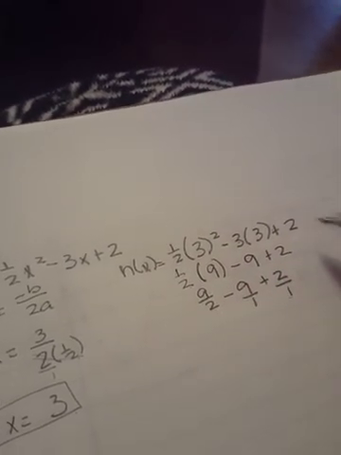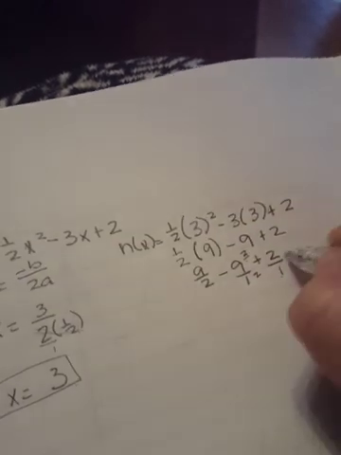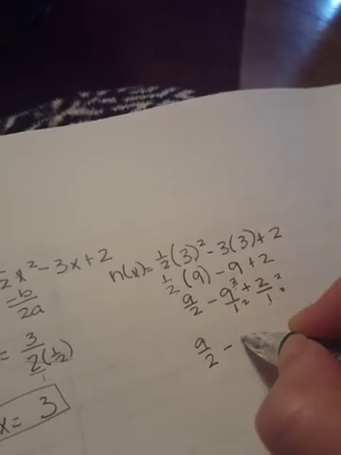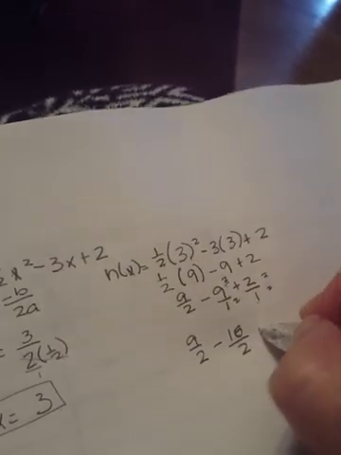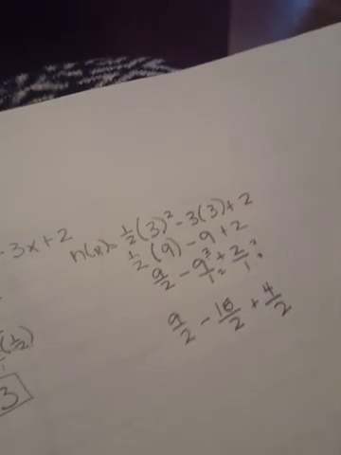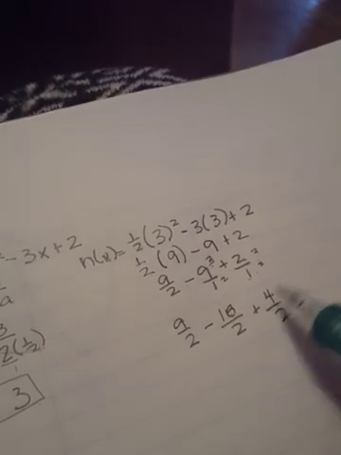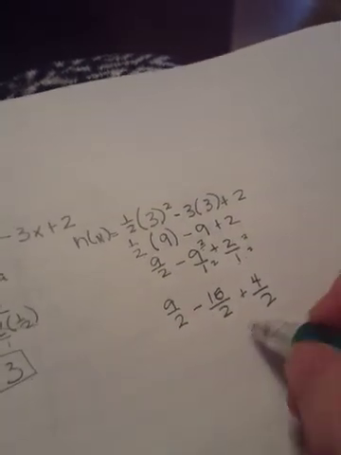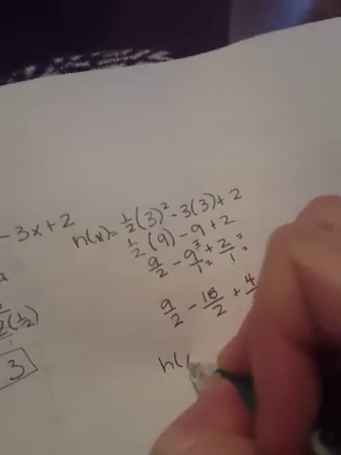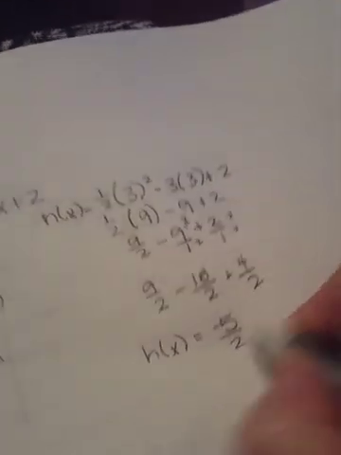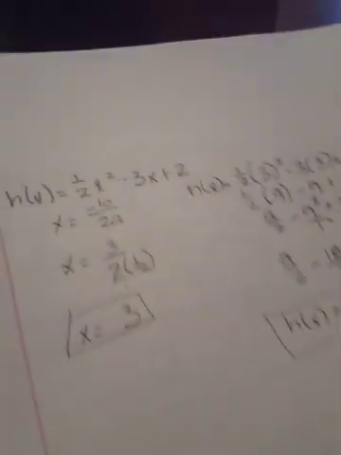So now I need a common denominator. So I need to multiply this by 2 and this by 2. So we have 9 halves minus 18 halves plus 4 halves. Then we need to do the math from there. So we have 9 and 4 is 13. So we have minus 18 plus 13, we're going to have h of x equals negative 5 halves.